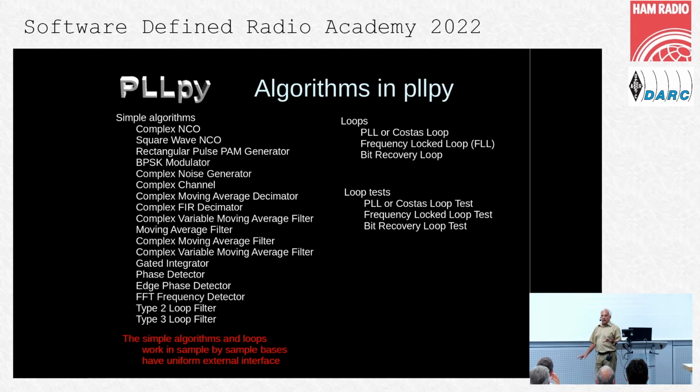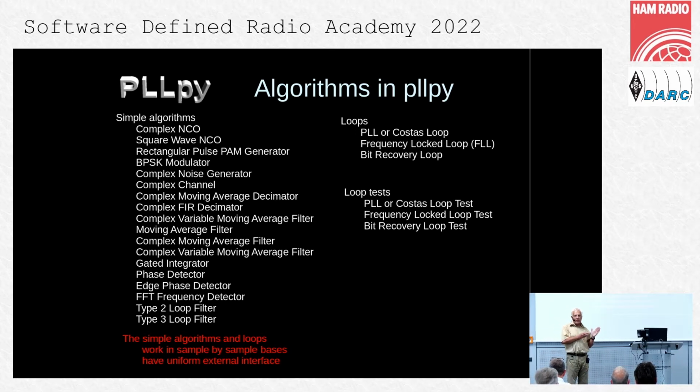Now I will talk a little bit about this PLL-Pi software package. It's written in Python, and you could see a lot of algorithms in it, and the 3 types of PLL loops. An important thing is that it has a common programming interface for all the algorithms and all the loops. The algorithms and the loops work on a sample-by-sample basis. There is no block processing.